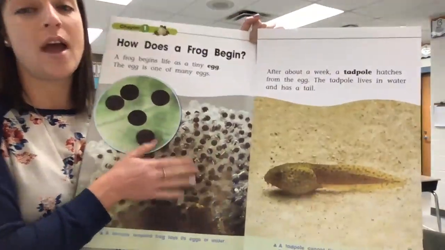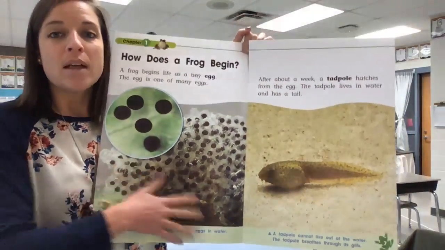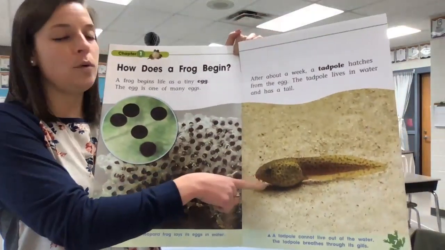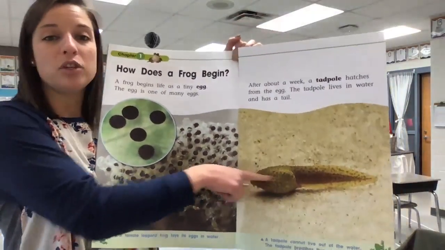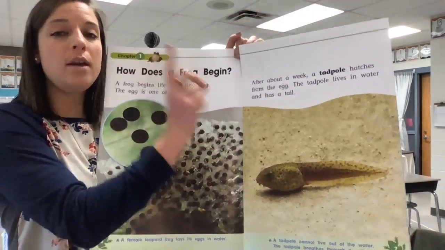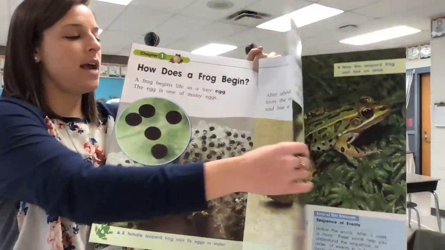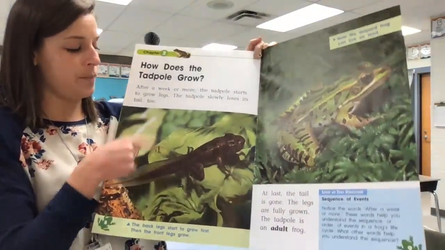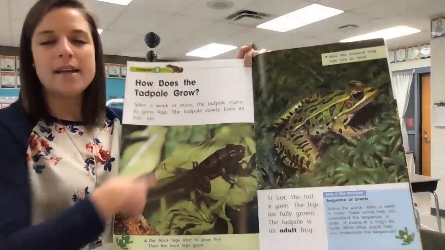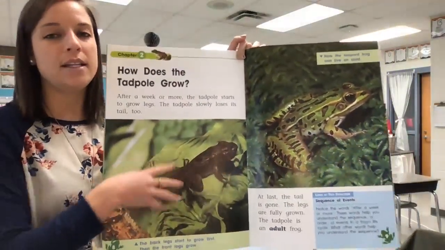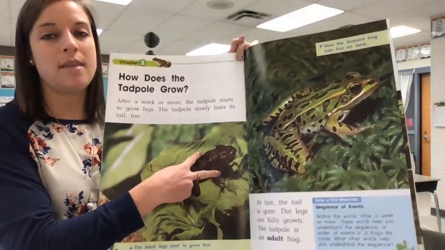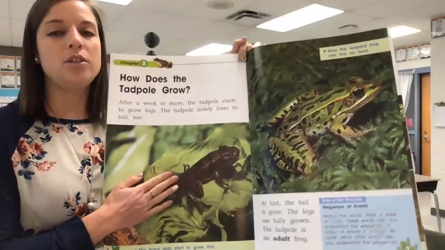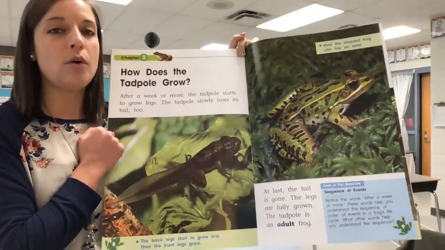But we also read in the first two chapters about the beginning life cycle of a frog. So we learned that they start out as what? Little eggs, and then they grow into a tadpole after how long? 1 week. And after they're tadpoles, they turn into froglets. They start to grow little legs. Their back legs grow first and then their front legs.